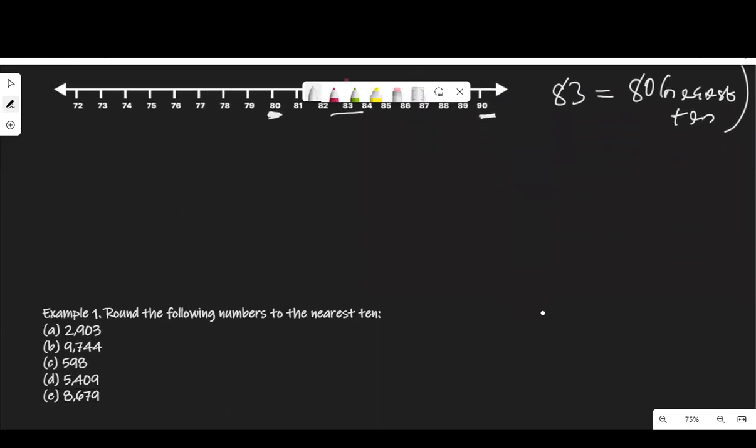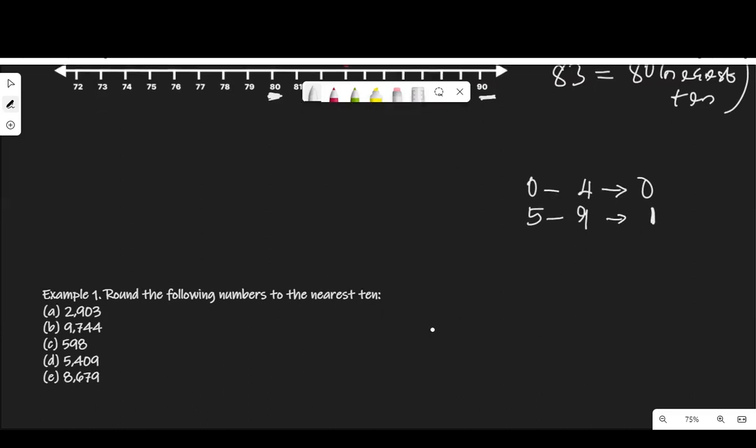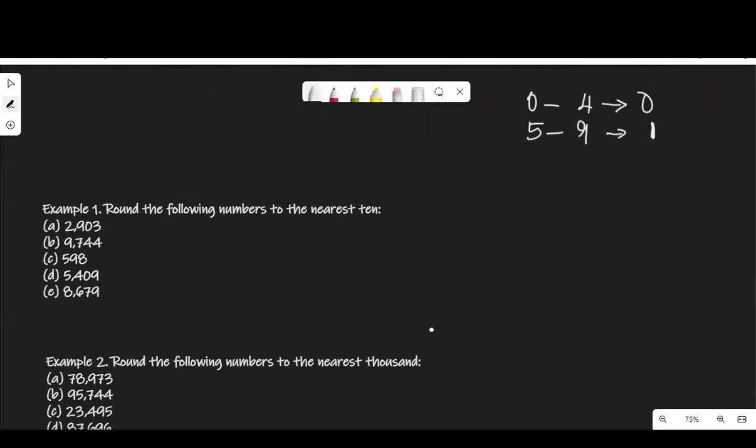Now, the rule is any digit between 0 and 4, we round it down to 0. Any digit from 5 to 9, we round it up to 1. That is how to round off a whole number. So we have some examples here. Round the following numbers to the nearest 10. 2,903.